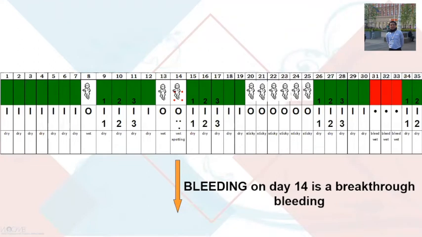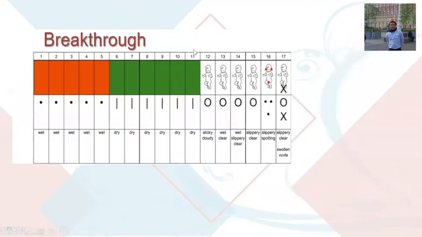But take note, a breakthrough bleeding is a normal thing, no? Nothing to worry. Okay, look at this one. The breakthrough bleeding happens on day 16 prior to ovulation on day 17. So on day 16, you notice there is a mucus, it is slippery, and there are spots, no?